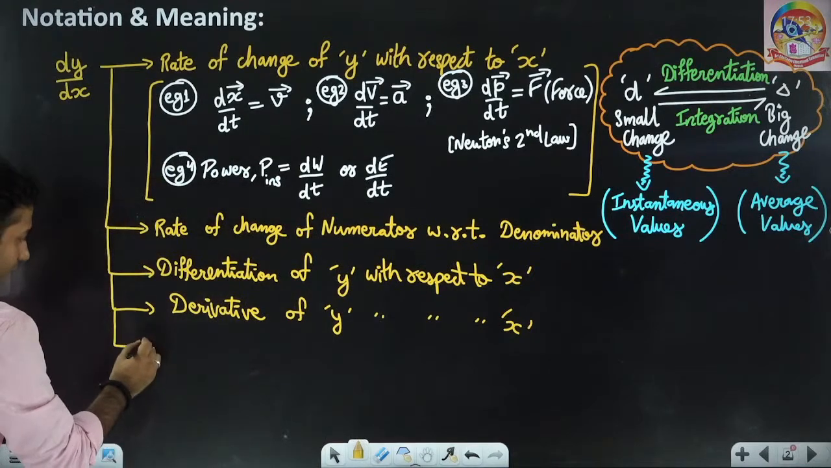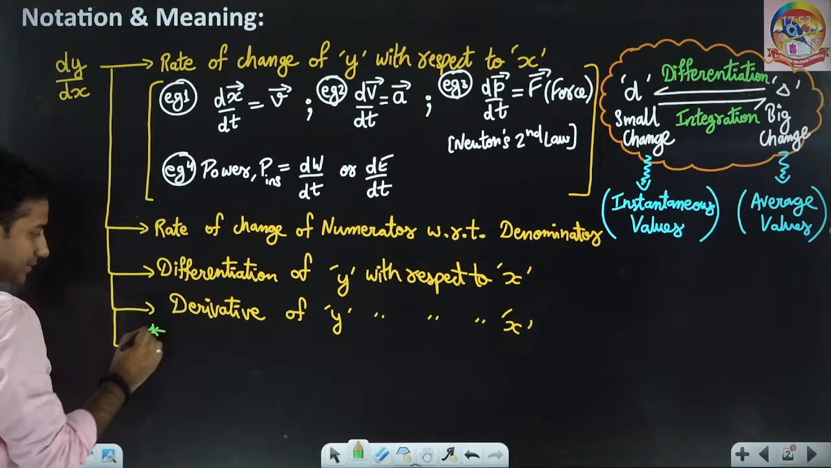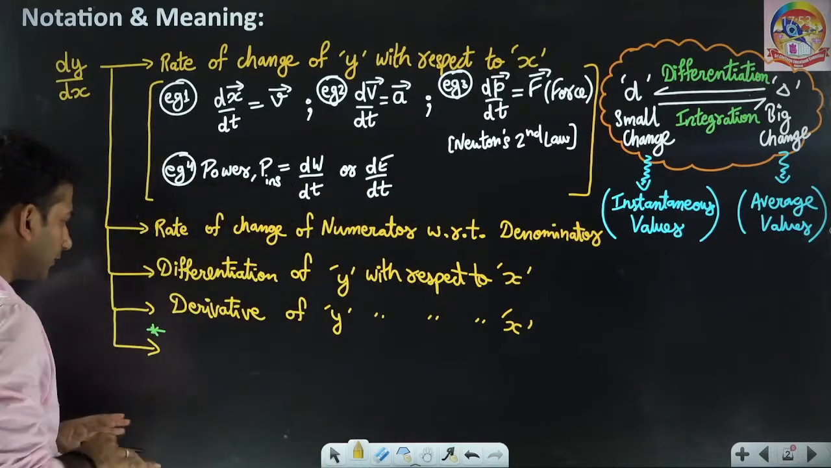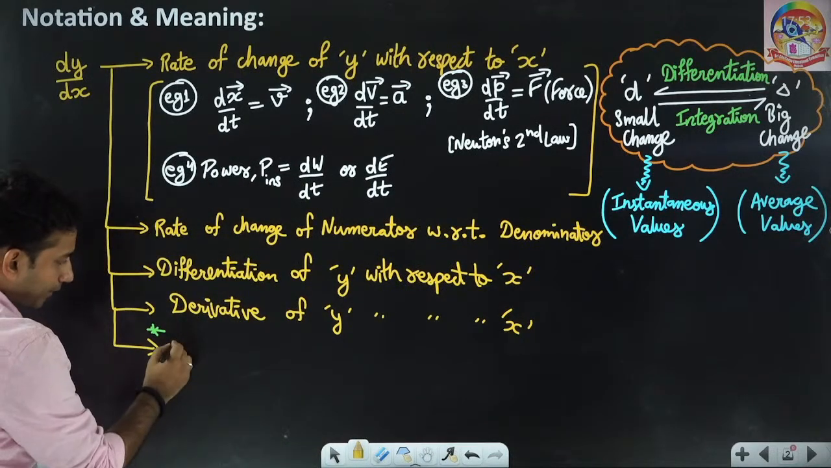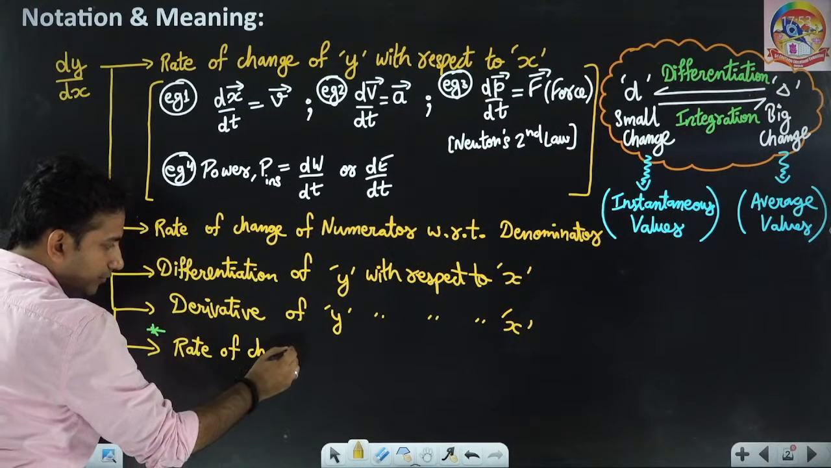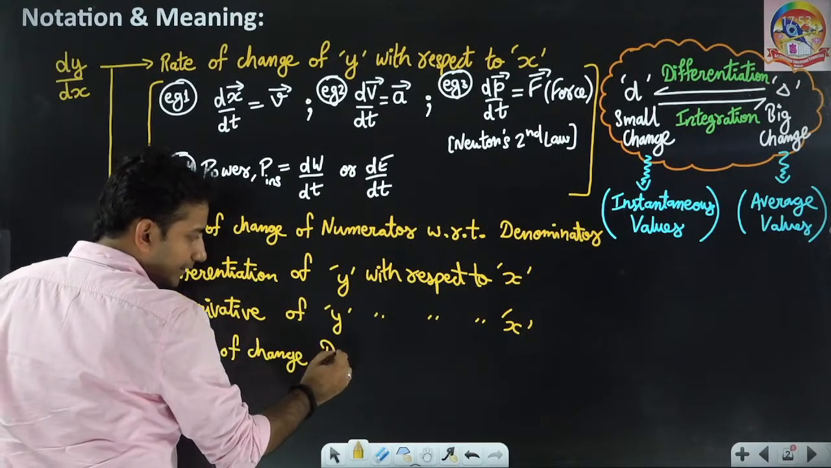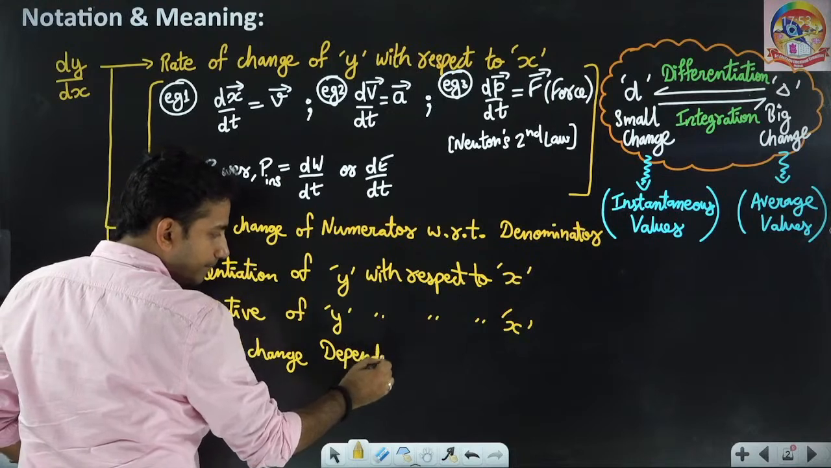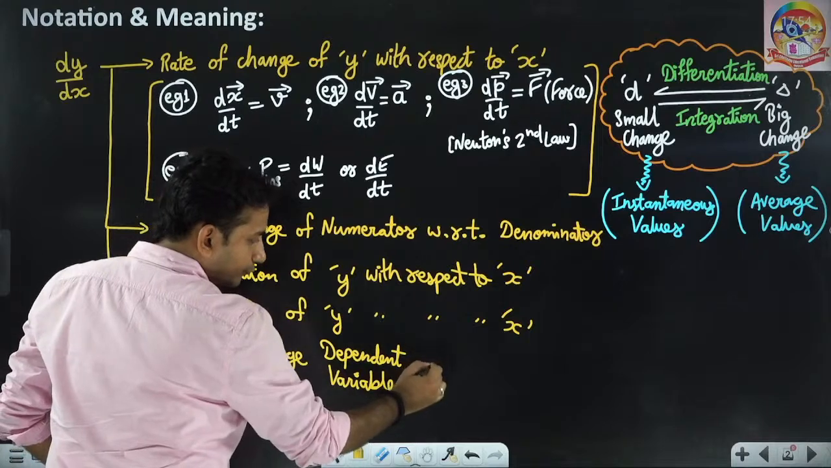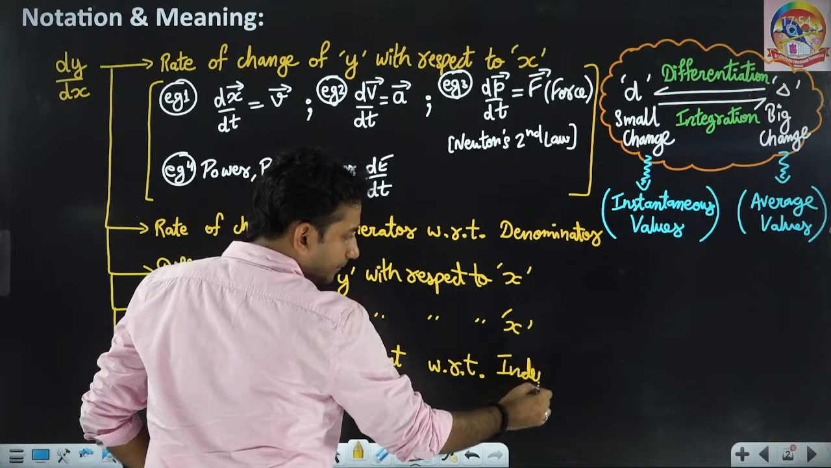One more important thing I would like you to remember. Although we don't use this at too many places, once in a while you can get this type of problem, so be aware of it. This can also be called the rate of change of dependent variable with respect to independent variable.